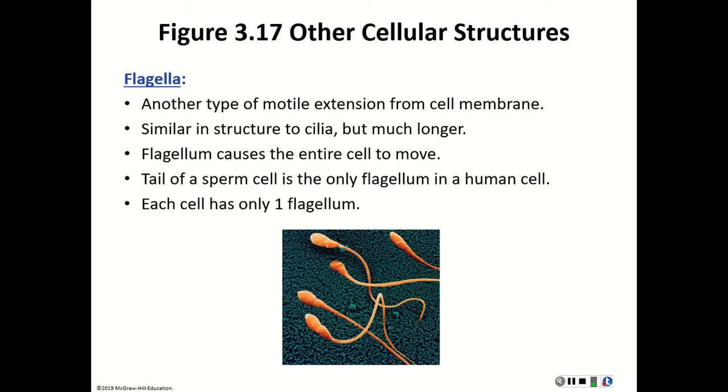Flagella is an extension of the cell membrane, and it is only one extension, as opposed to cilia, where there were multiple. Flagella is just one. The flagellum is like a tail that is responsible for the movement of the cell, and the cell that has a flagellum is a sperm cell.